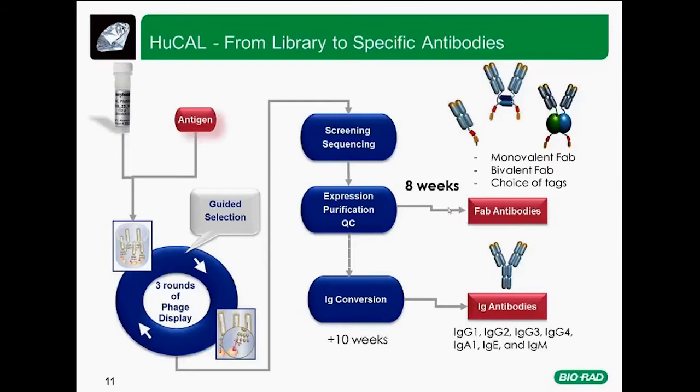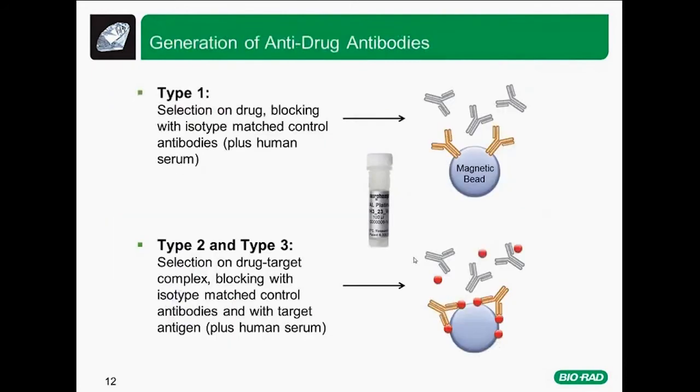So after 8 weeks, you have your Fab antibodies, which can be either monovalent Fab or bivalent Fab, and you also have a choice of different tags, which are at the C-terminus of the FD chain. If you want, you can also convert these Fabs into different IG formats later on.